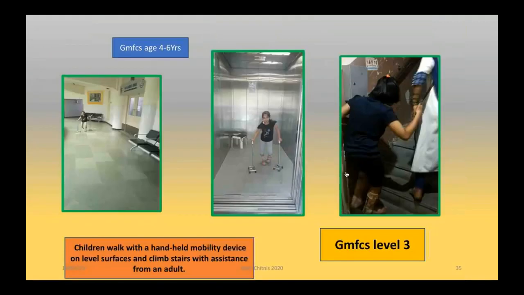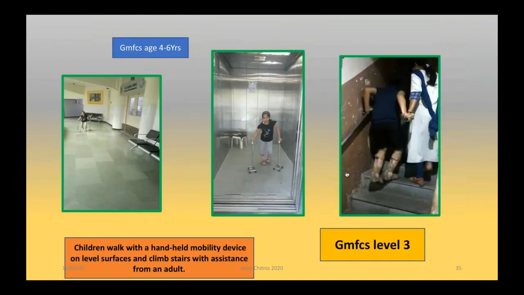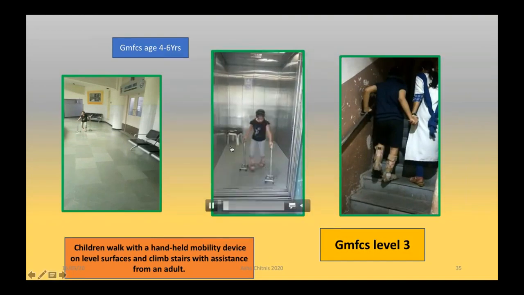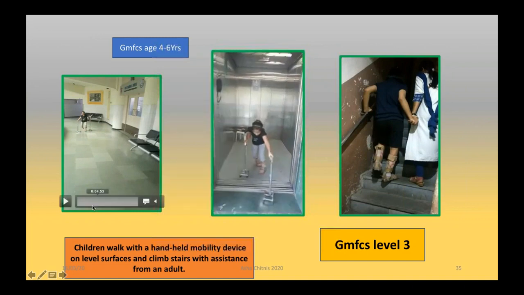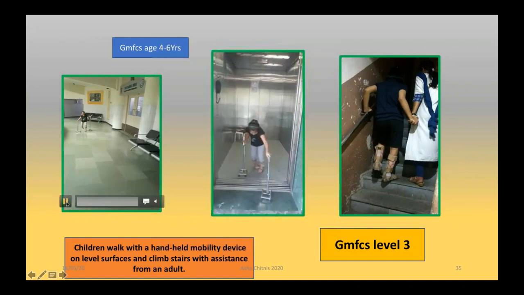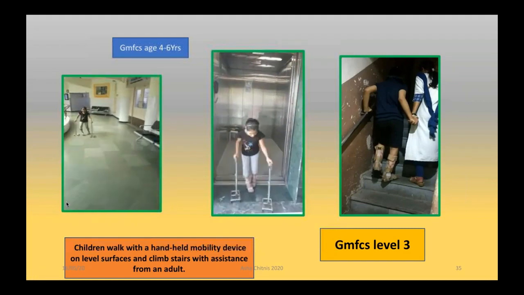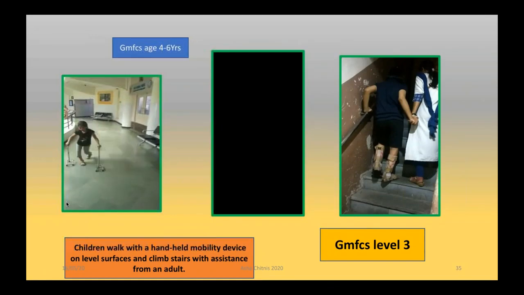Look at level 3, see how much support she requires to climb it. Let's see that she's going to school. This is what she's going to require. Or somebody may do very well with cord canes, come out of a lift and then walk to the corridor of her school. But that is what I'm saying, that they will require a handheld mobility device. So this is GMFCS 3.